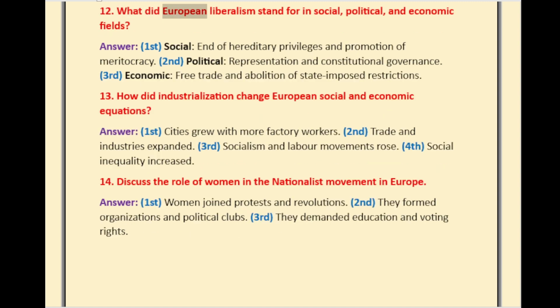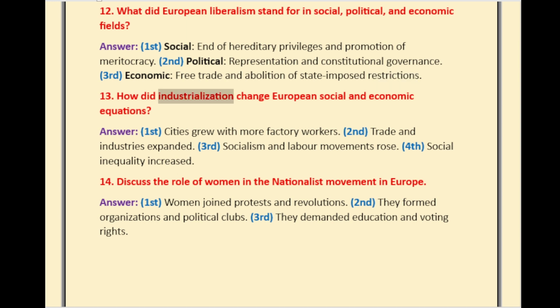12. What did European liberalism stand for in social, political, and economic fields? Answer. First, social, end of hereditary privileges and promotion of meritocracy. Second, political, representation and constitutional governance. Third, economic, free trade and abolition of state-imposed restrictions.